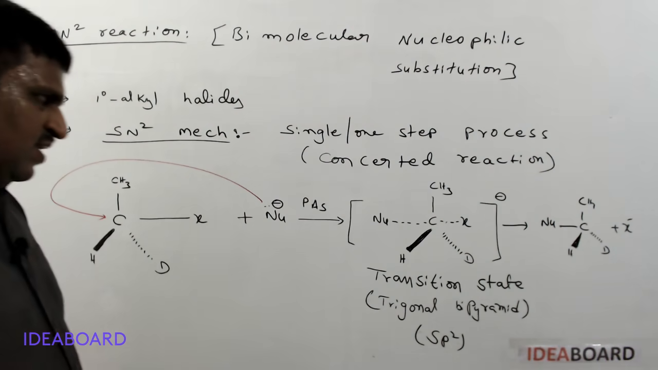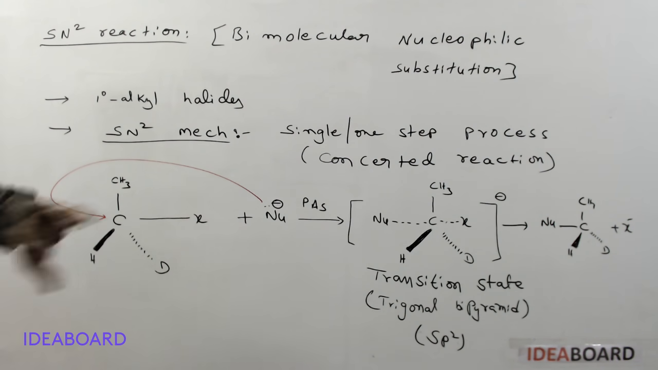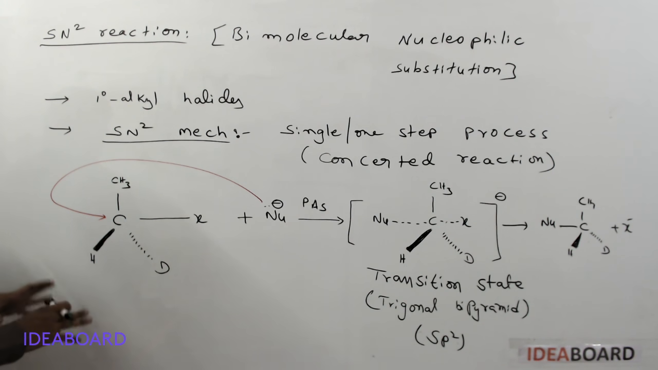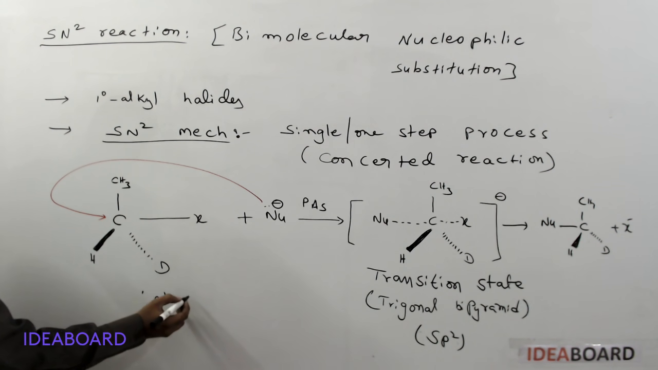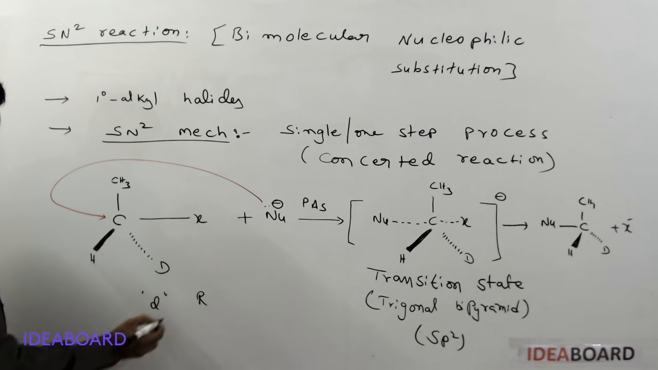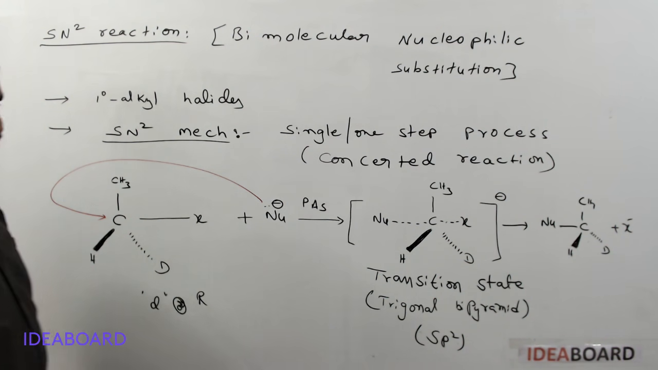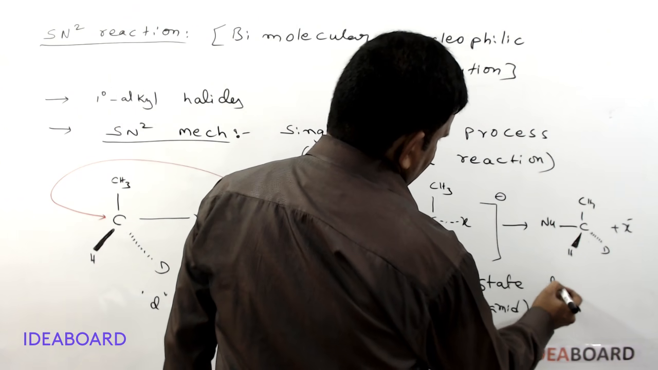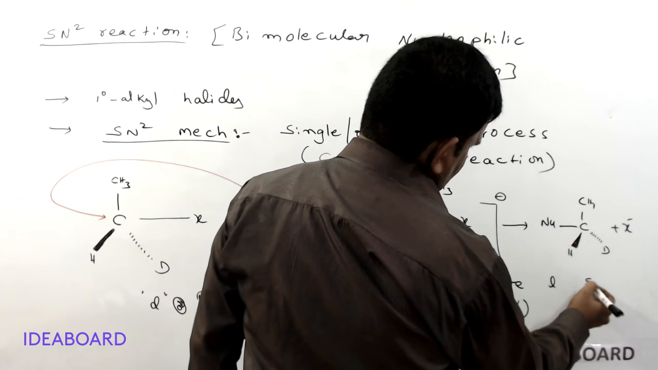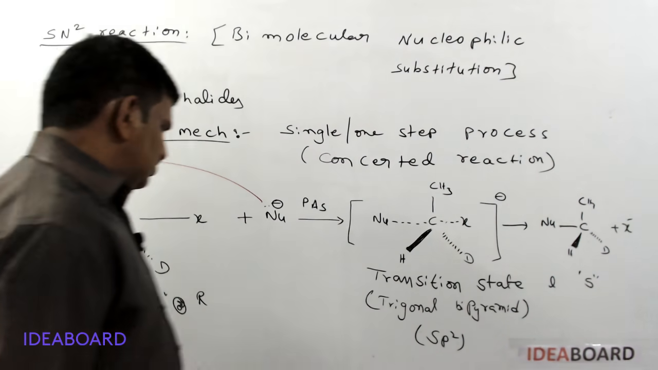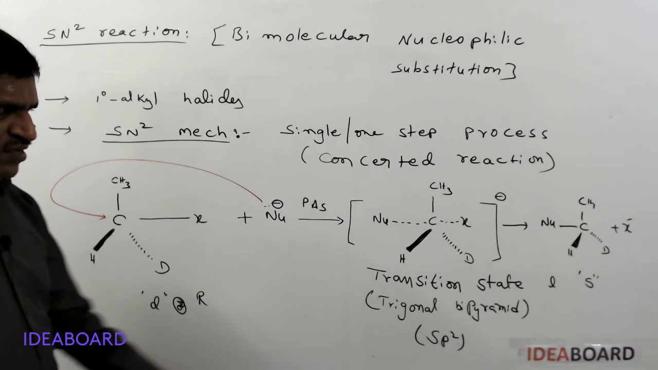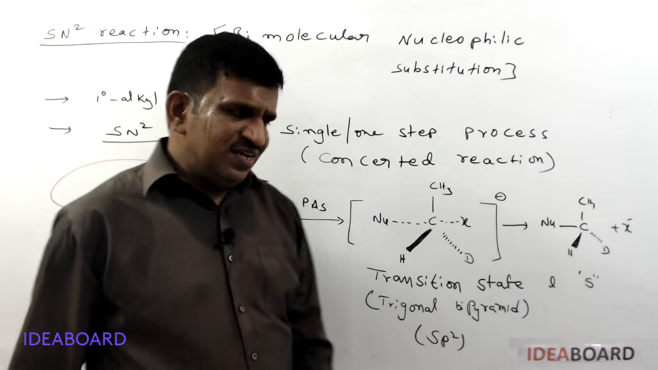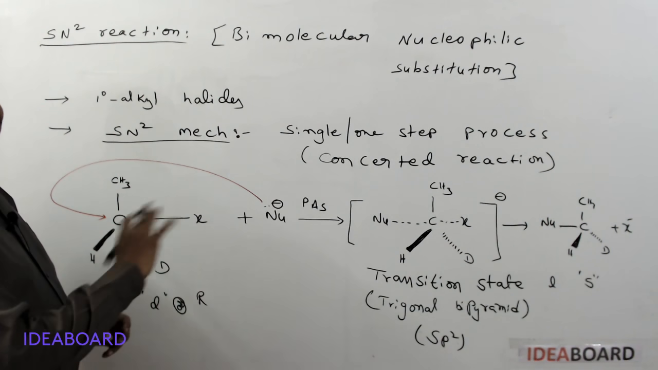Why I am writing like this is to indicate the configuration. So if the configuration is taken, suppose, for example, it has a D configuration or an R configuration, then the other has an L or an S configuration. So if it is a D isomer, then it is called an L isomer, or if it is an R isomer, then that is an S isomer. It means the rotation is completely different.